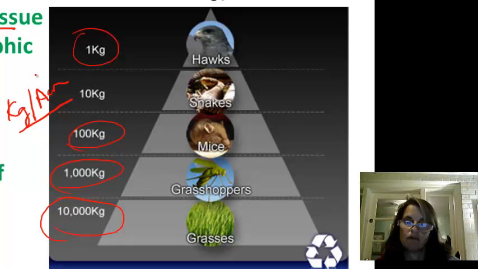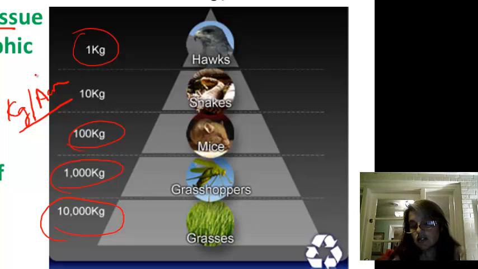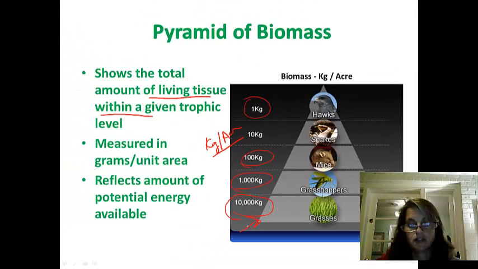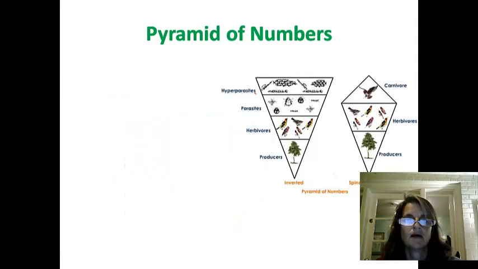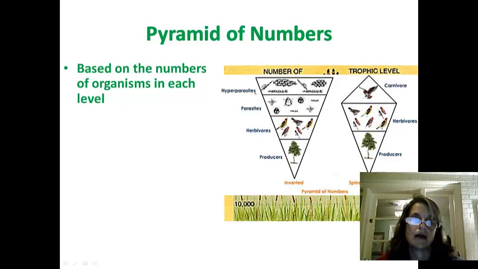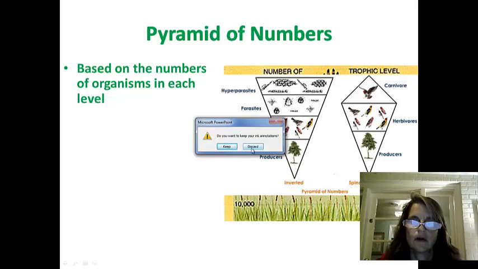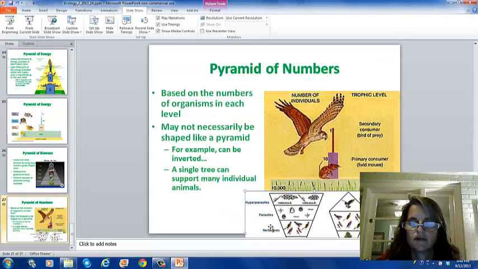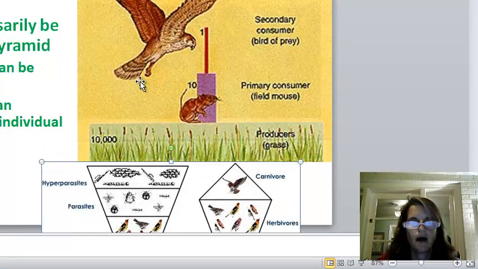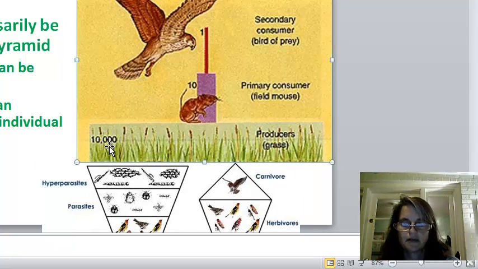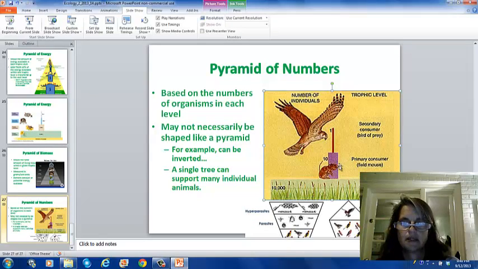And what this really does a good job of reflecting is how much potential energy is in each trophic level. A lot more potential energy is available among the grasses than there is among the hawks in this environment. Finally, there's a pyramid of numbers you can look at. And this is literally like you go out and you count every blade of grass. Basically, you count 10,000 grass plants. Those 10,000 grass plants can support 10 mice. But those 10 mice can support only 1 hawk.